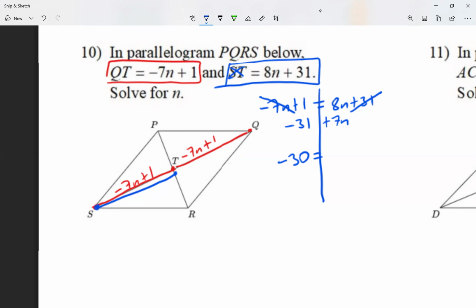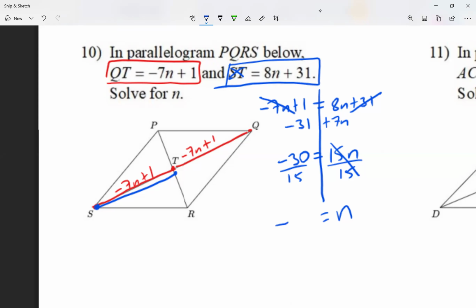So 8n plus 7n is 15n. Let me divide by the number in front of the letter. So let me divide by 15. That way I get 1n. I know negative divided by positive is negative. My answer is going to be negative, and it's fine. 30 divided by 15 is 2. So n is equal to negative 2. Don't forget that on my answer, I'm just going to type in negative 2.